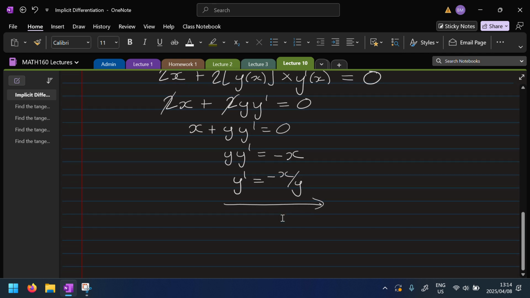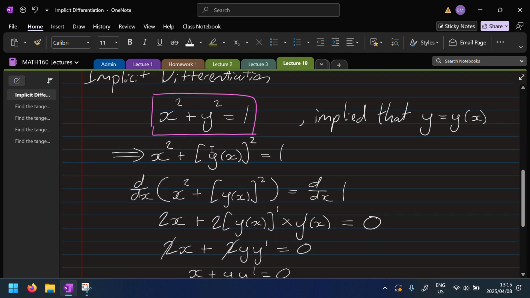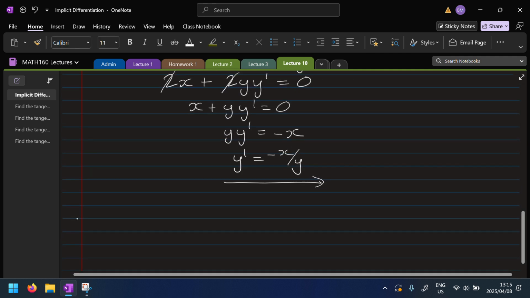Okay, so let's have a look at a few more examples, just finding y prime, and then we'll go on to the application of finding the tangent and normal lines. Okay, so let's call this example 1, and let's have a look at example 2.